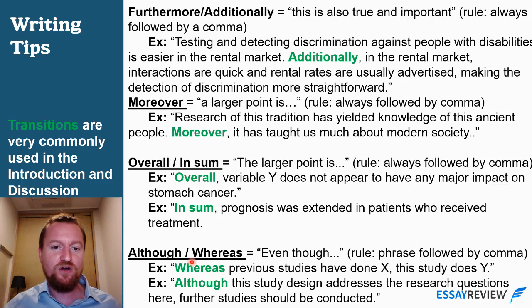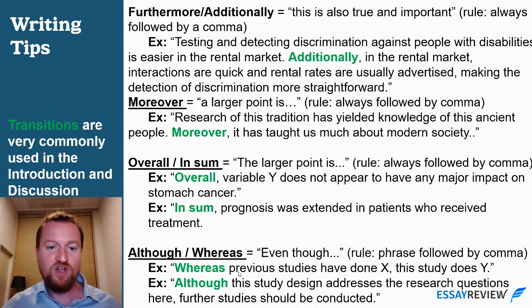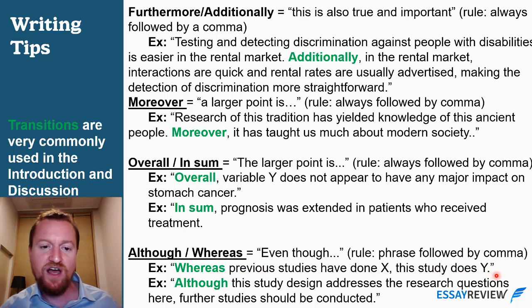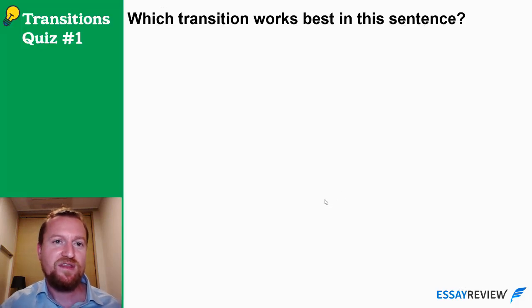And then you've seen although and whereas have a similar meaning, even though. So the phrase is followed by a comma, at the end of this subordinating clause. Whereas previous studies have done X, comma, this study does Y. Although this study design addresses the research questions here, comma, further studies should be conducted. Okay, so you should be using these transitions in your papers all the time.